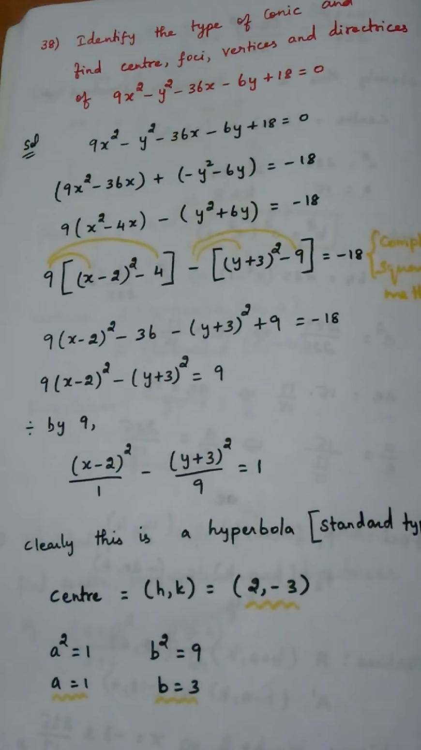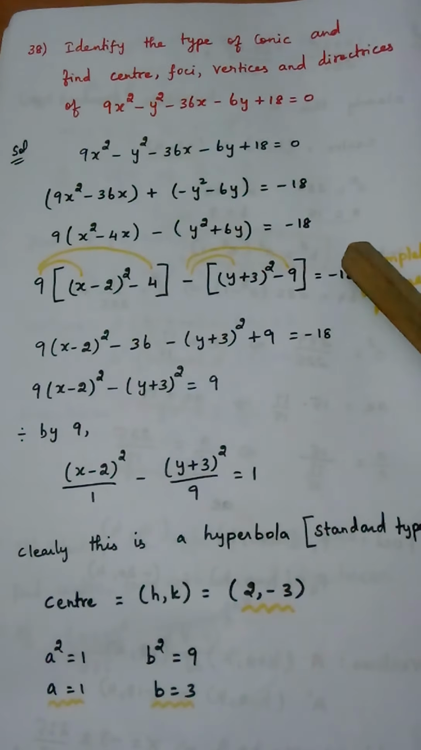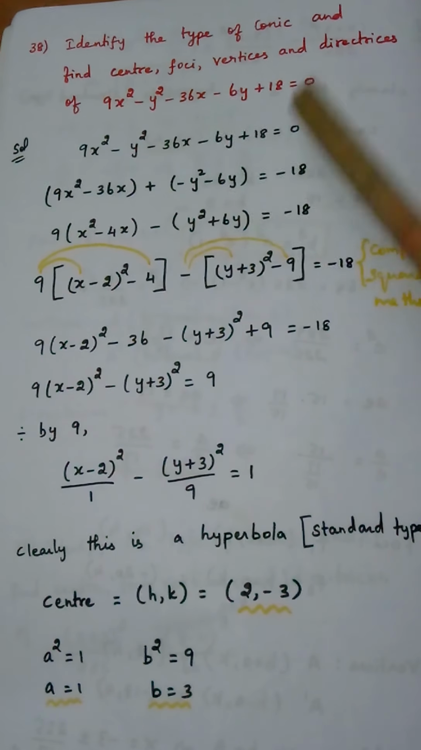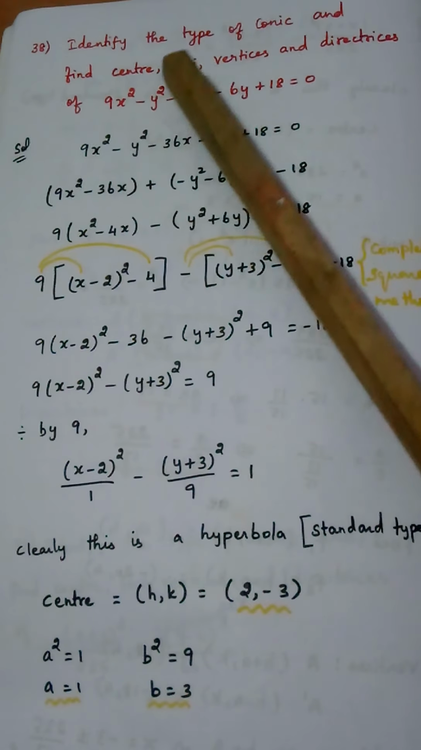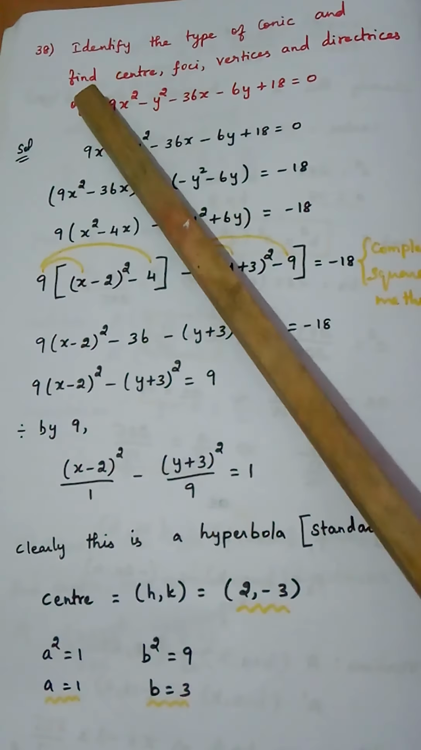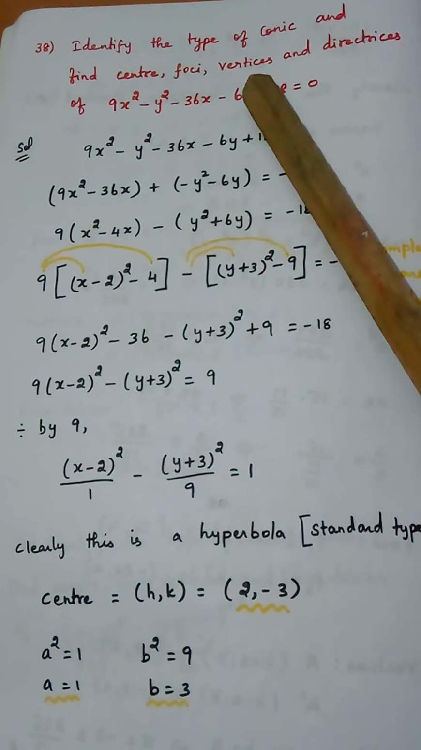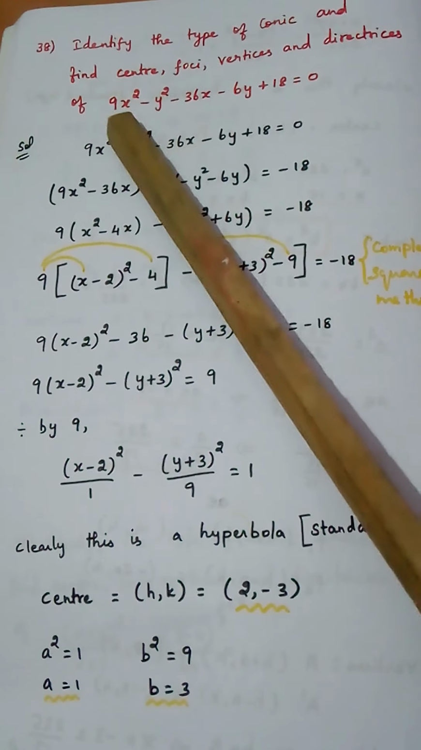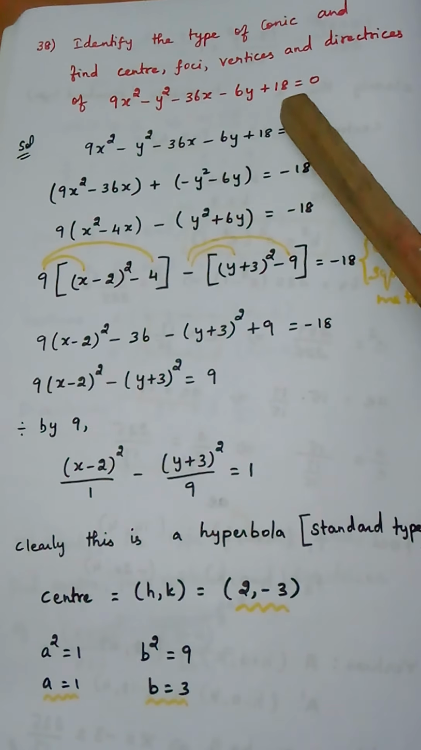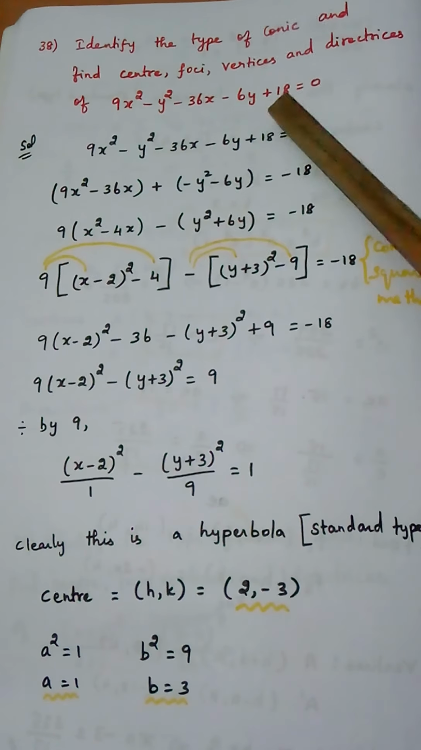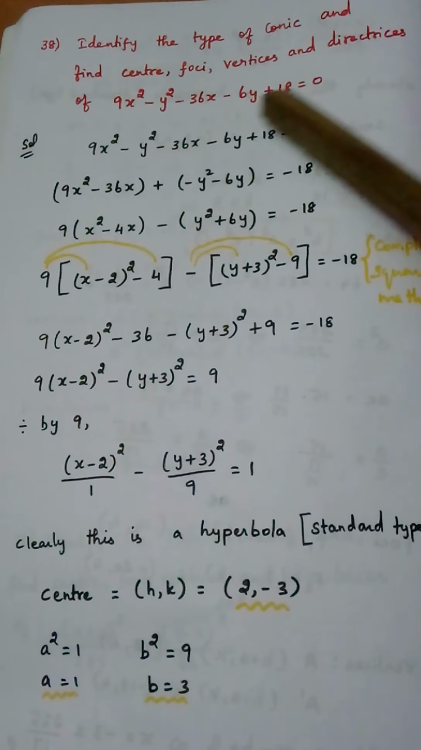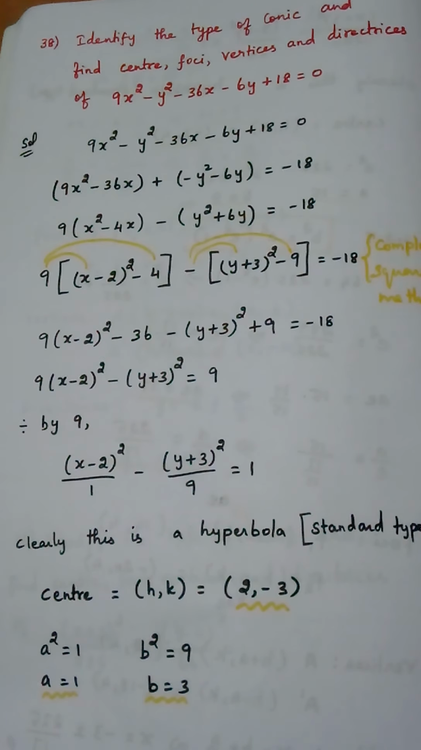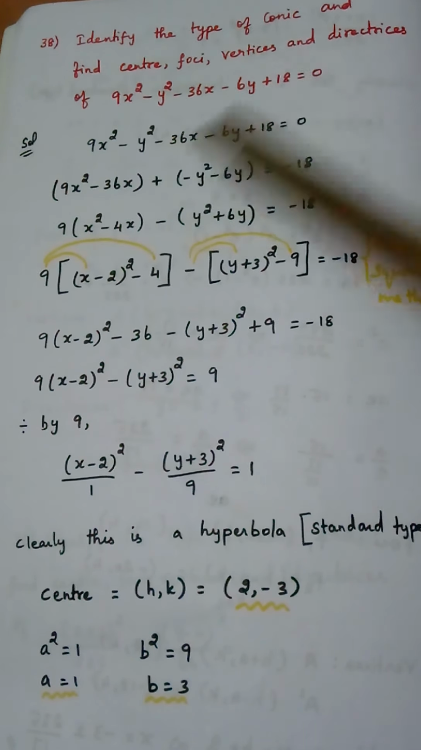We will change it. Okay, problem number 37 is given to you as homework, so complete it. Now we will read out the question for 38. Identify the type of conic and find center, foci, vertices and directrices of the equation given. If an equation is given like this, we cannot immediately say whether it is an ellipse or parabola or hyperbola. So we have to bring this to standard form.